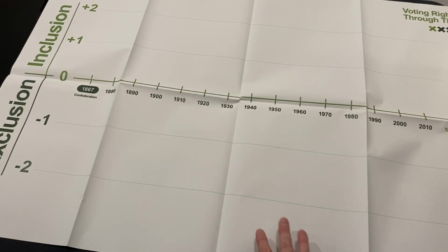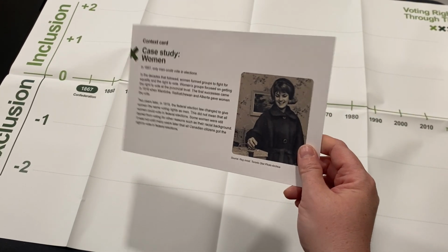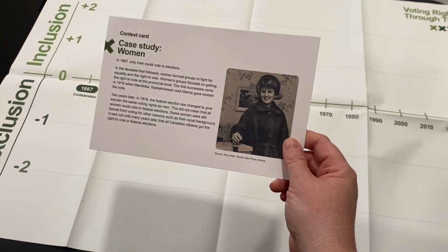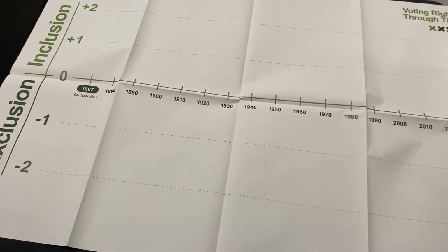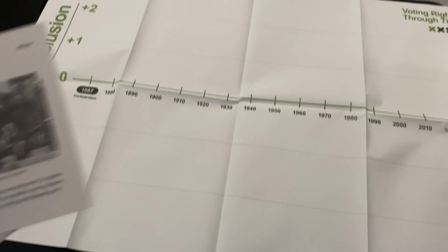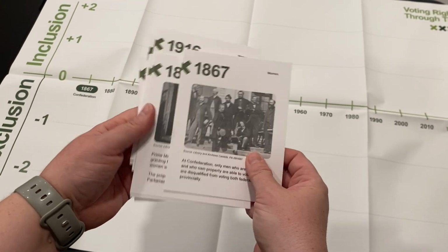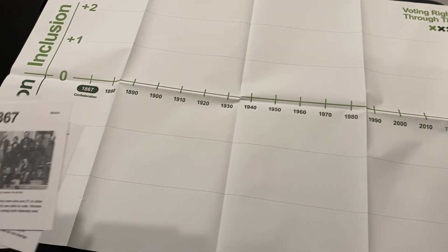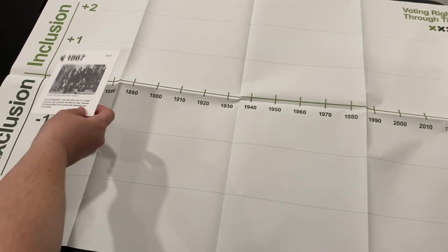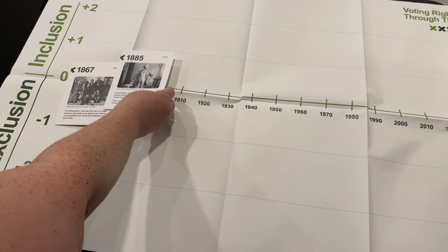For Voting Through Time, you get this massive poster that I just showed you. And then you get this information card. So this one that I have here is the women's case study. It provides a little bit of an overview for the students. They also then get these cards, which they then put in chronological order. So what I have the students do is they then just place it onto the poster here in chronological order.